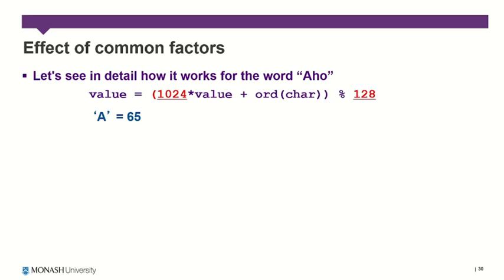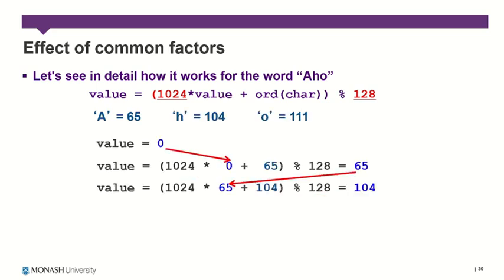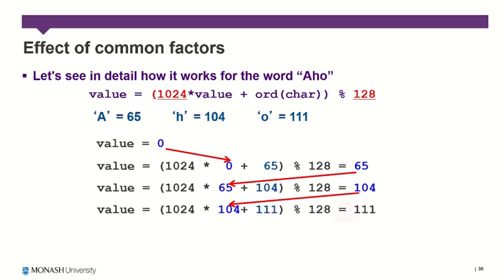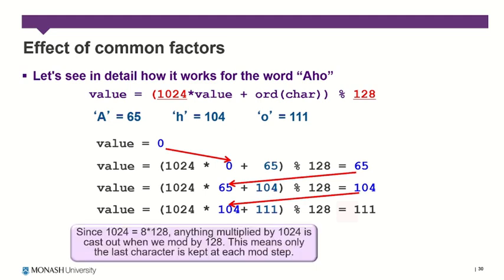So let's break this down to see how this works a bit more. Again, we're going to use our key from before. We're going to use a base of 1024, and you can see our values 65, 104 and 111 being fed in. You can see we get the final value of 111. So since 1024 is 8 times 128, anything multiplied by 1024 is cast out when we mod it by 128. It means only the last character is kept at each mod step. So just be careful with that.